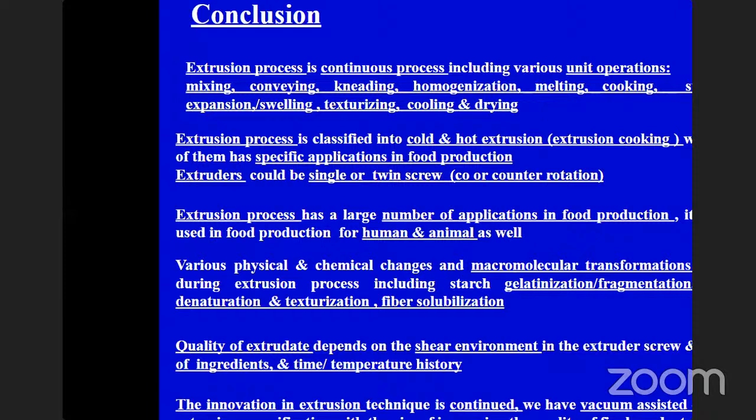The quality of extrudates depends on shear environment in the extruder screw and die, and also on the ingredients and the time temperature history. Vacuum extrusion and extrusion purification are the new trends in extrusion cooking, with the aim of improving the quality of final product.